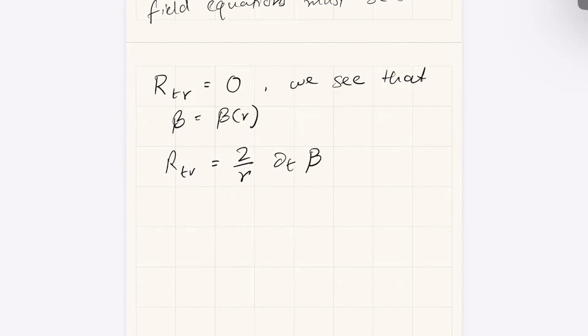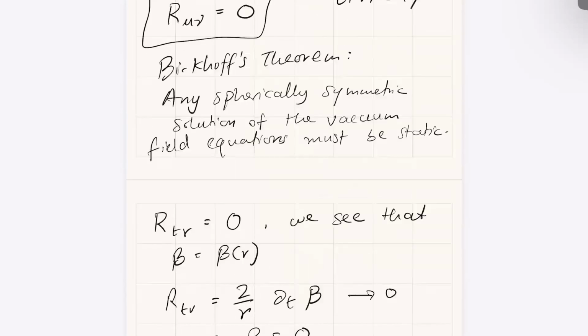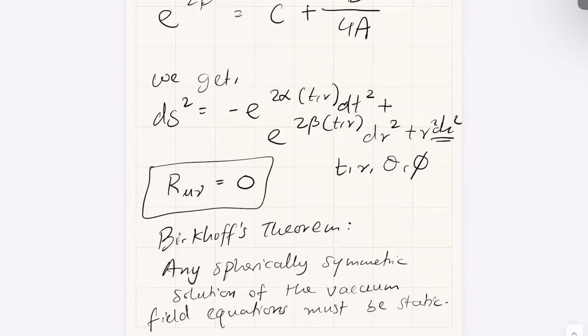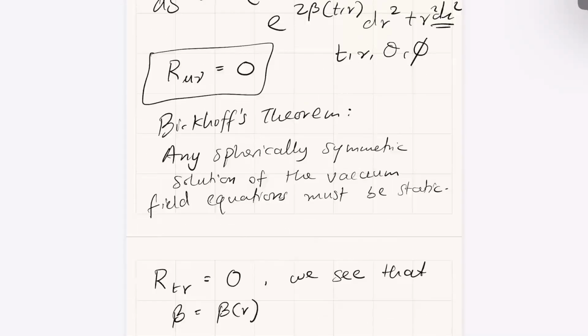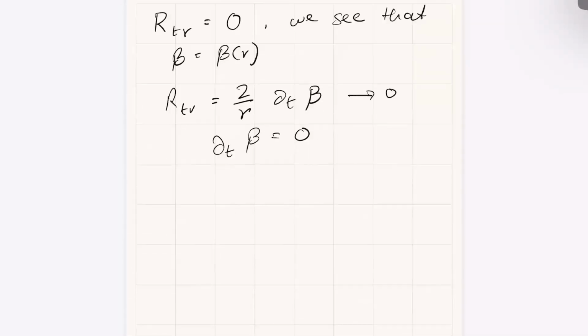If R_tr goes to 0, that means del t of beta goes to 0. That means no temporal derivative of beta exists. So that must mean that beta is not a function of time. And since I initially said that beta is a function of time and r, if it's not a function of t, therefore it must be a function of r and r only, right? So this asserts that beta is a function of r.